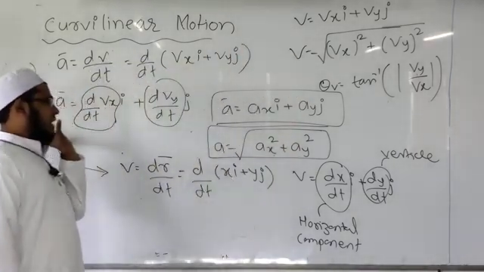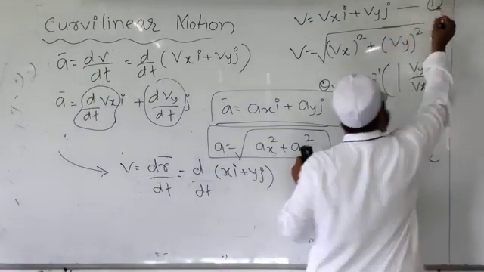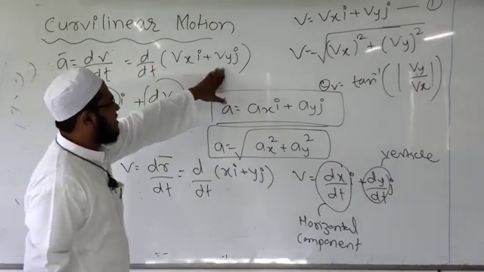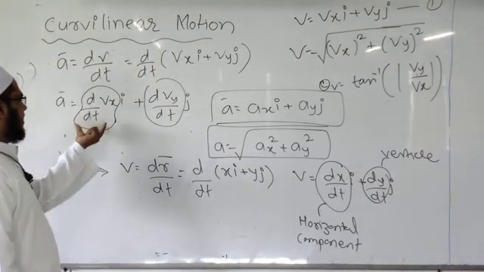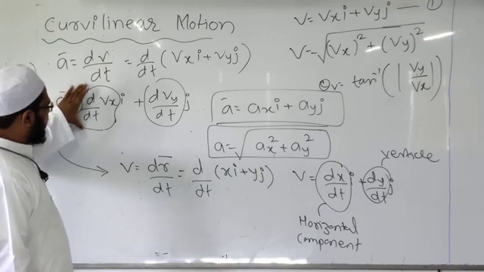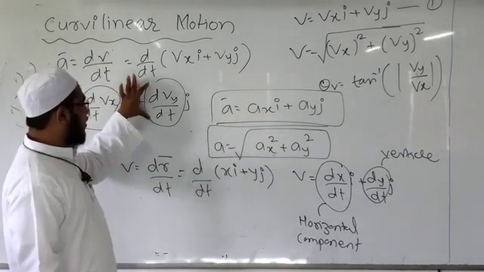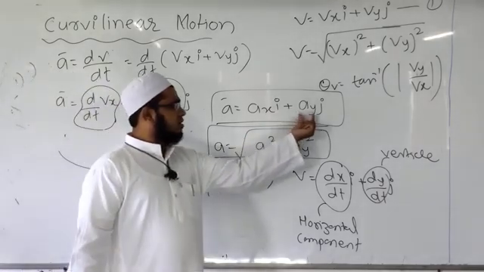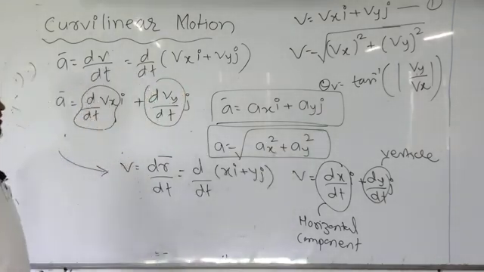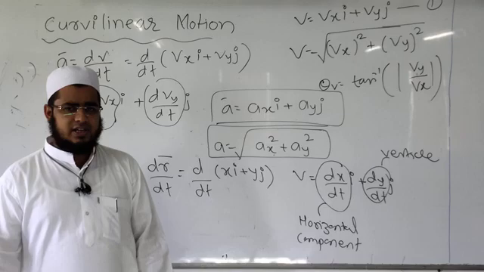We know that the acceleration is the rate of change of velocity, so a equals dv by dt. From equation 1, v is vx i plus vy j, so I will put here d by dt of vx i plus vy j. I will differentiate: dvx by dt, dvy by dt. This is the rate of change of the horizontal component of the velocity, which is the horizontal component of acceleration, ax. This is the rate of change of the vertical component of velocity, which is equal to the vertical component of acceleration, ay. If I require the magnitude of acceleration a, a equals root of ax square plus ay square.